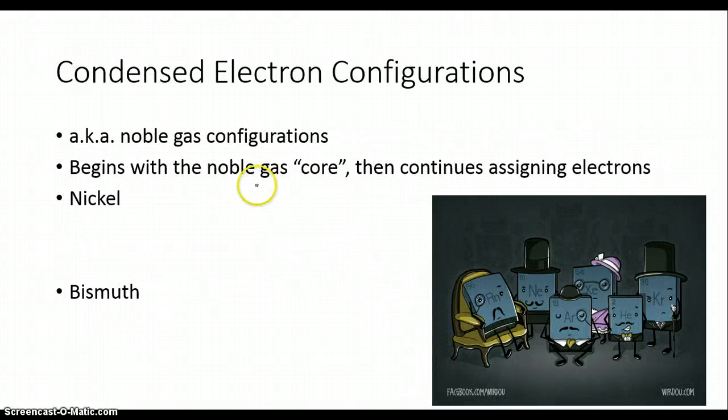Condensed electron configurations are pretty straightforward. Just get used to these as well. You're going to start off with a core and then continue assigning electrons from there. Also notice a nice little joke here with our noble gases.